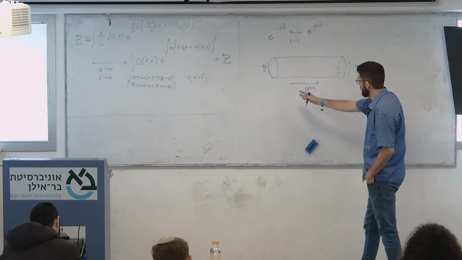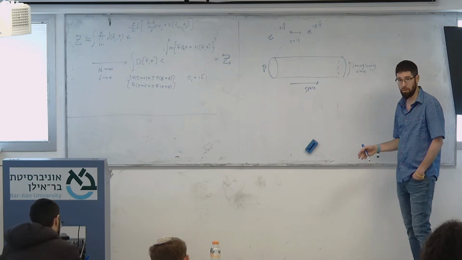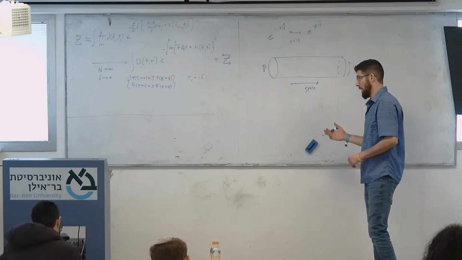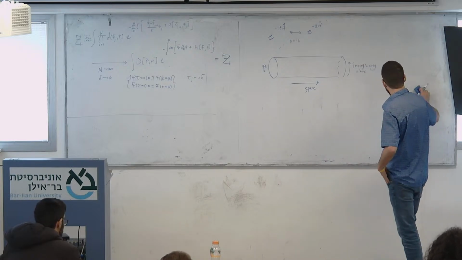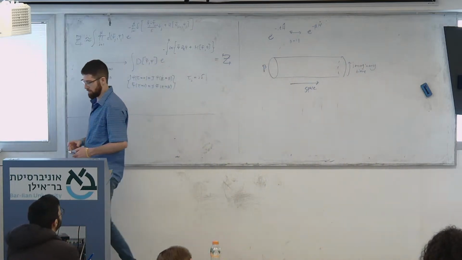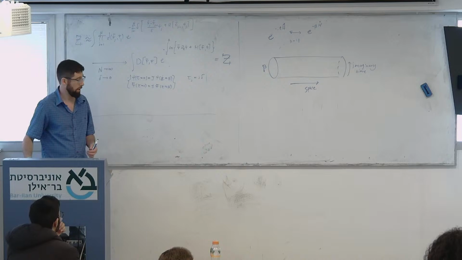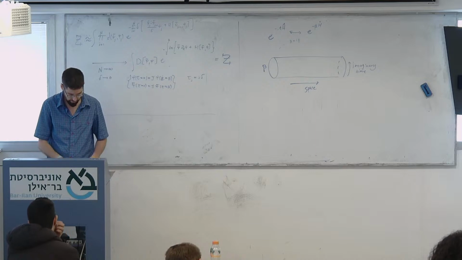So in addition to depending on space, particles also depend on imaginary time, and it's just another dimension. It's of course a mathematical trick, but this is our way of capturing quantum fluctuations, and maybe let me comment about that a little bit.